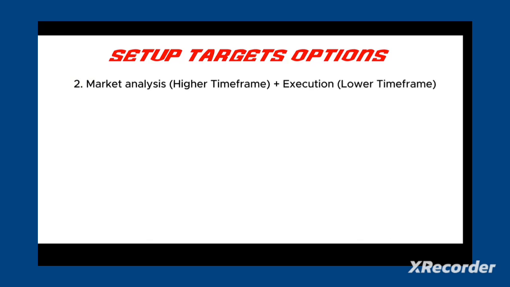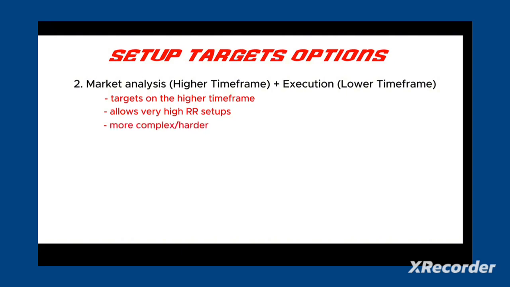The second option: market analysis on the higher time frame and trade execution on a lower time frame, with targets on the higher time frame. This option allows for very high risk to reward ratio setups. However, it is more complex as you have to do market analysis on the high time frame first, then zoom in on the lower time frame and look for a trading setup there. For example, the first time frame is the higher time frame.